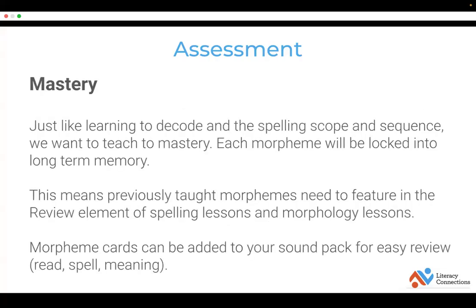And just like spelling, we're really going for a mastery approach with morphemes. We want them to learn them and lock them into long-term memory. That means we have to bring in quite a bit of review and retrieval, so making sure that's part of your lesson. You can also bring in the morphemes that you've previously taught into spelling lessons as well, and into your morphology lessons. We've got a morpheme card pack that can be added to your sound pack as well for easy review if you're doing small group work.